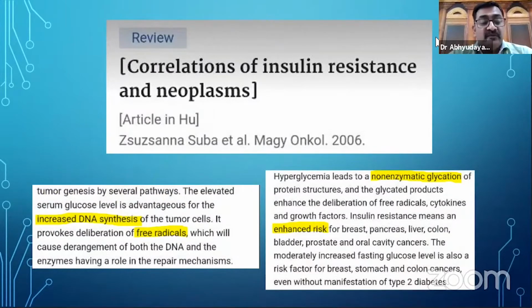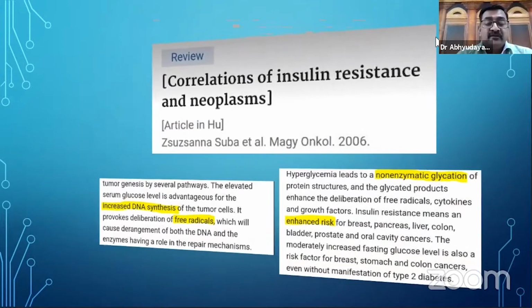And this hyperglycemia is advantageous for increased DNA synthesis of tumor cells, again helping them progress, and which again, as I told earlier, provokes liberation of free radicals. The main problem that I have read here is that there is a derangement in both the DNA and the enzymes which are involved in the repair mechanism of our normal cells.